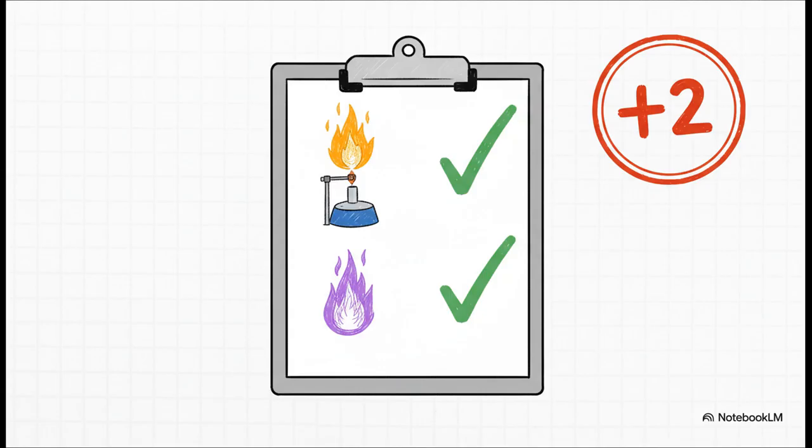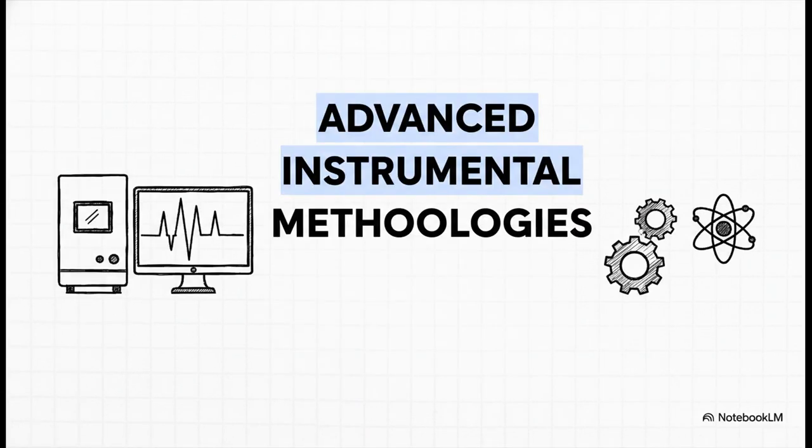For 2 whole marks, all you need are 3 words. The test? Flame test. The result? Lilac flame. That's it. No fluff, no long sentences. They just want those key words. It's that simple.